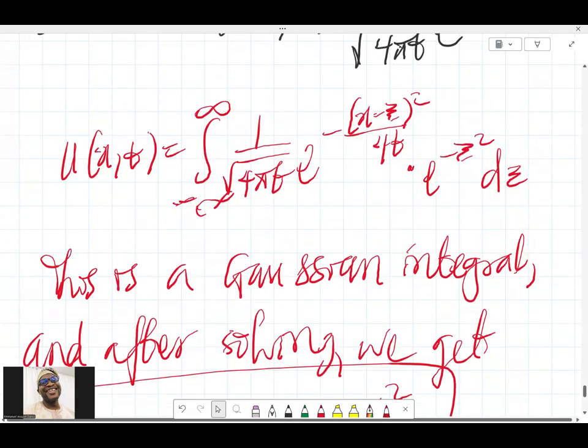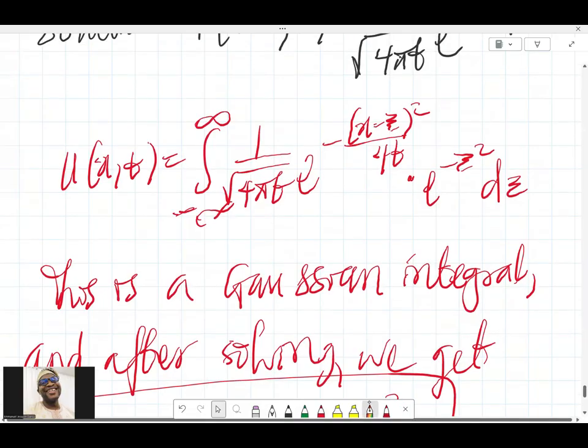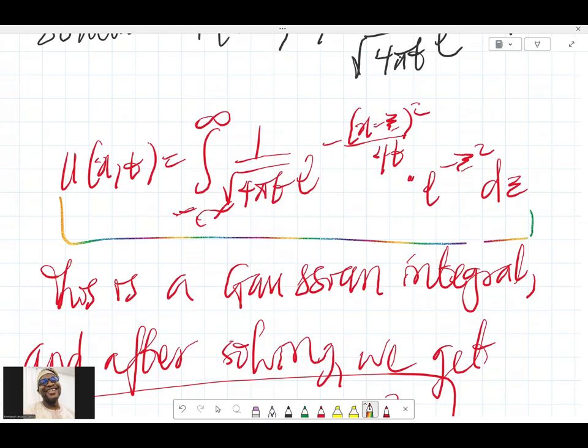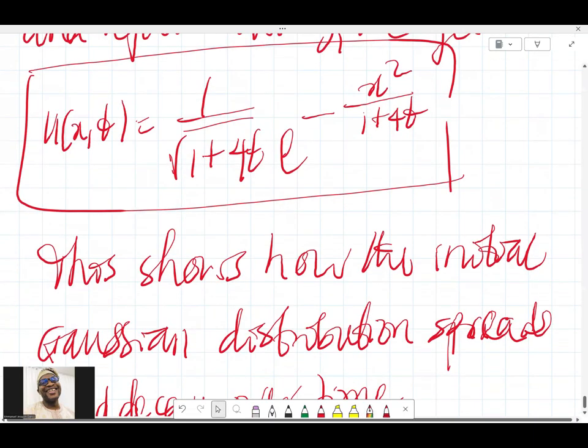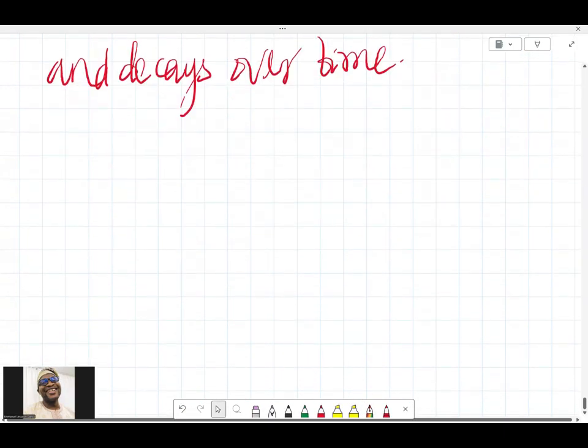So as you can see, to solve this, it's going to be pretty complicated. Well, after solving, we end up getting what we have right here. So that leads us to Example 2.